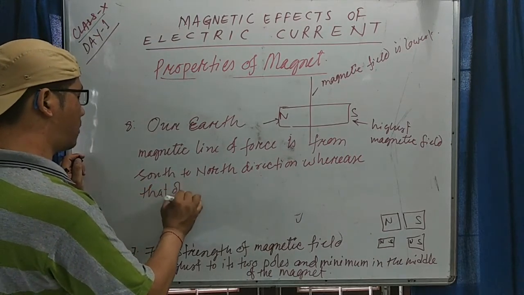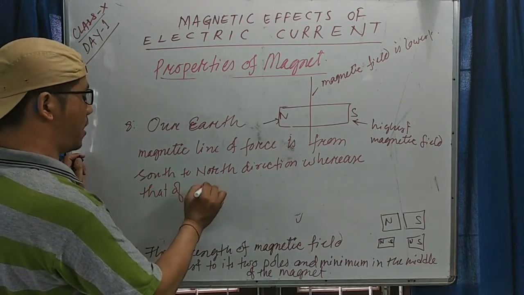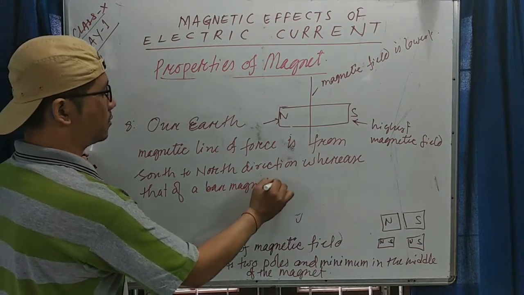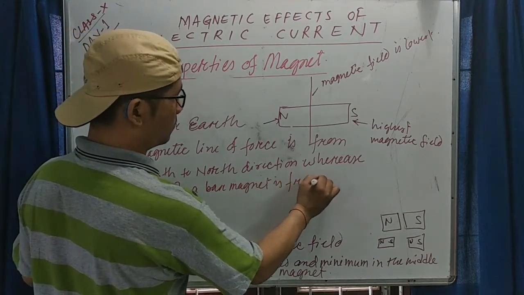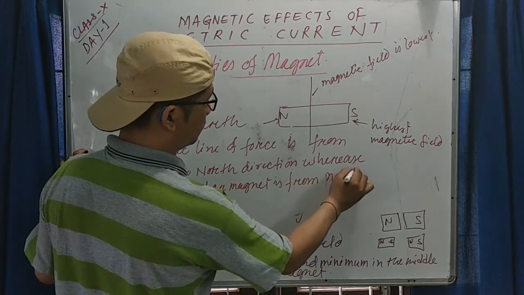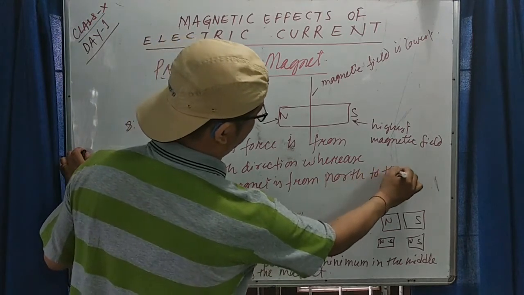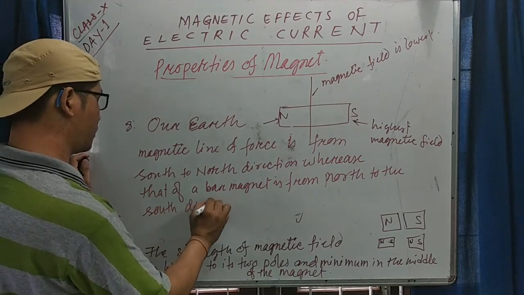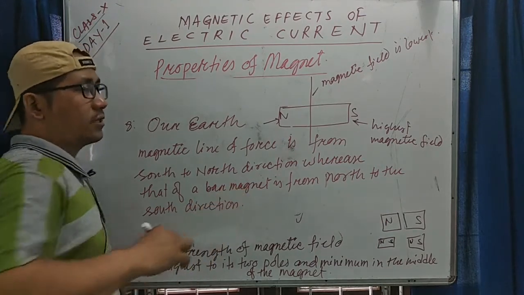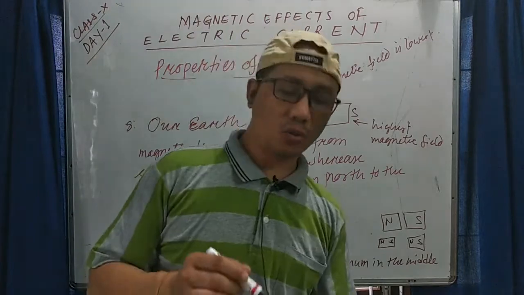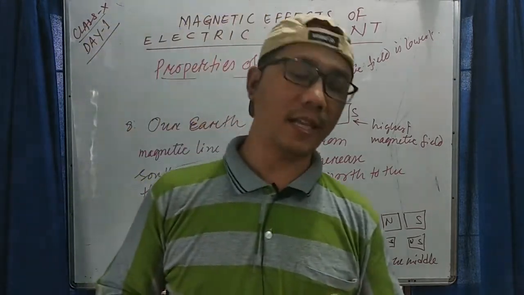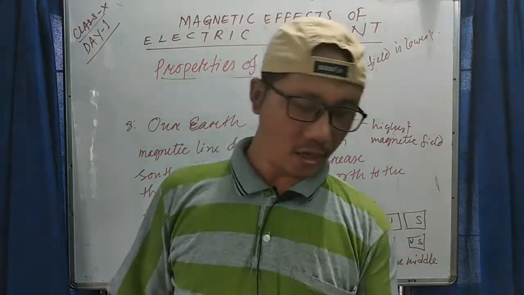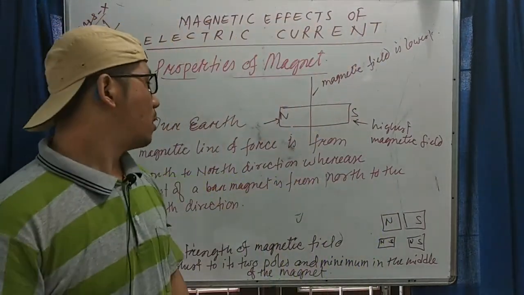of a bar magnet, we can say, is from north to south direction. So for a bar magnet it is north to south, and for our Earth, the magnetic line of force goes from south to north direction. So this is the point we have to know.